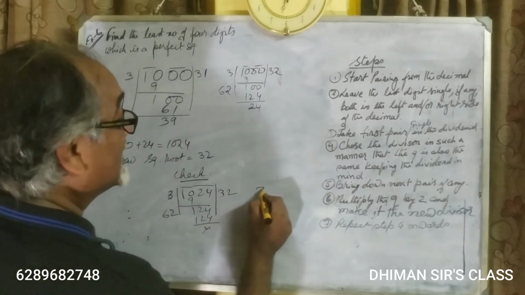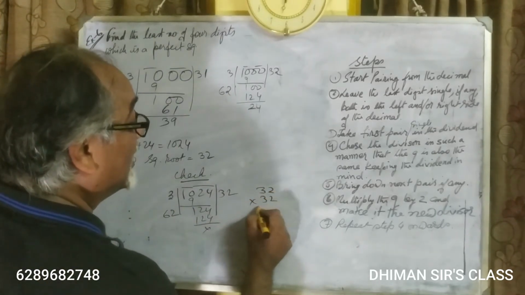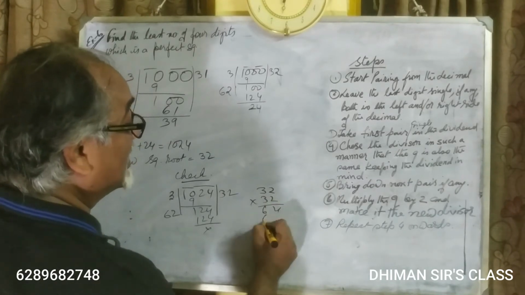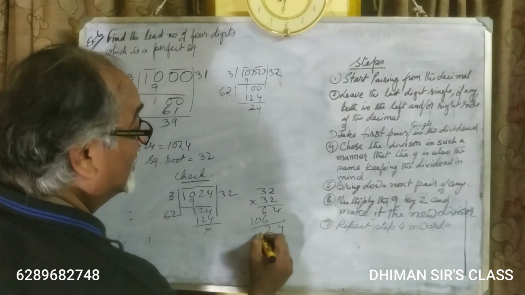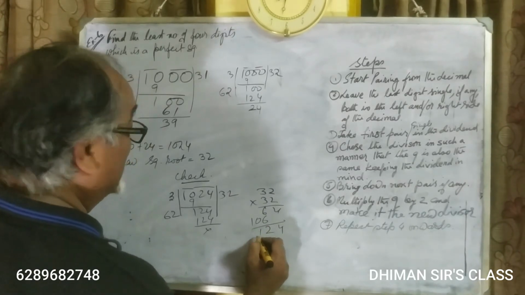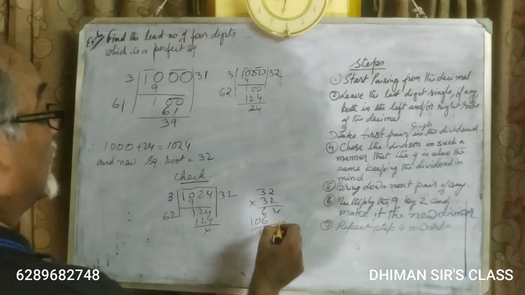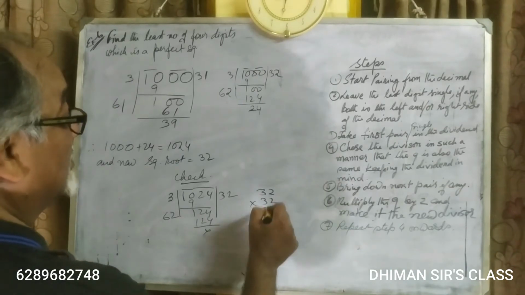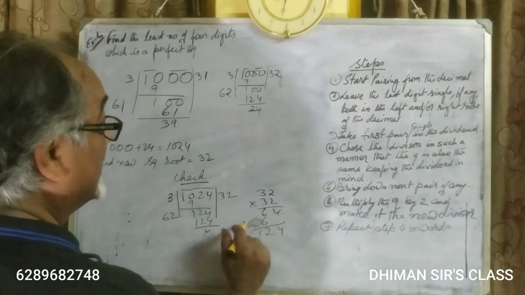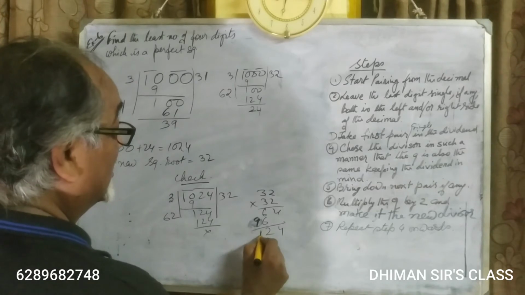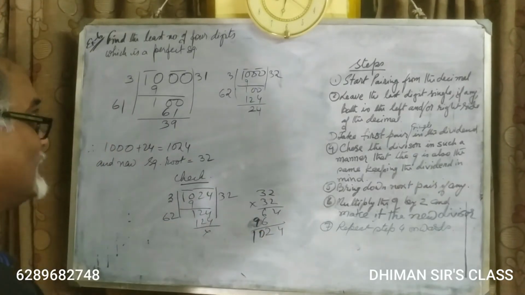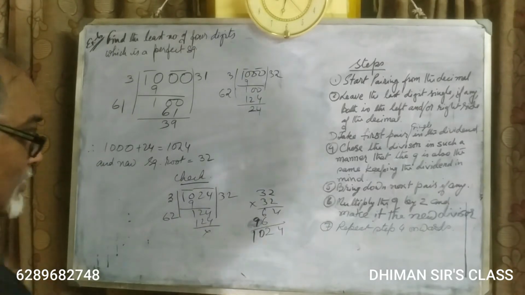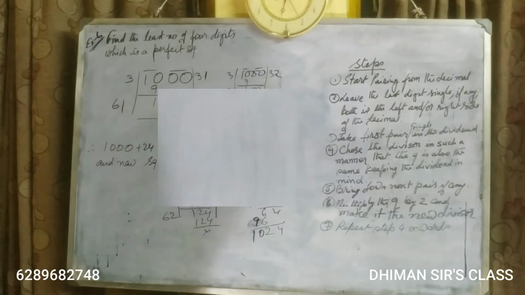Another way also you can check, 32 into 32. 2 2s are 4, 2 3s are 6, 3 2s are 6, 3 3s are 9. 1 0 2 4, we are getting that. Okay students, pause the video, copy it down. Let's move on to the next example.